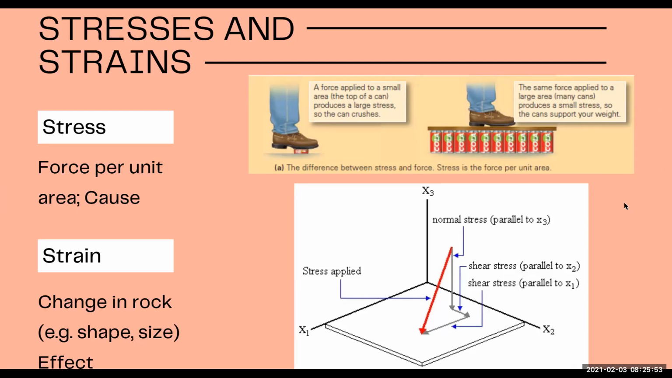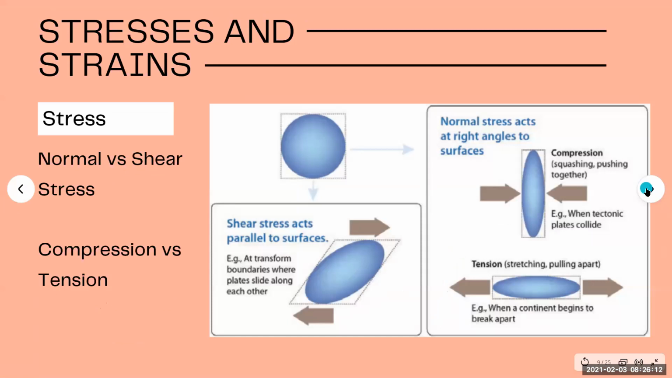Pwedeng hindi sabay-sabay, pero pwedeng yung bato natin dumaan siya sa iba't ibang stresses. So, halimbawa, for example, yung first stress niya ay shear stress, and then after a while, biglang naka-experience siya ng compression, after a while, tension, tas compression ulit, and such. So, makikita naman yun dun sa mga bato. Okay, so yun nga, nasabi ko na to, normal versus shear stress.